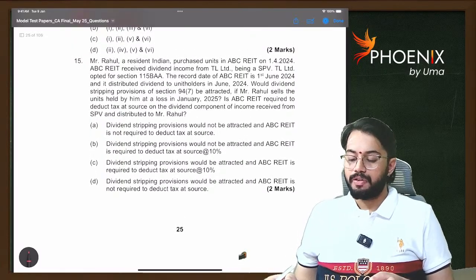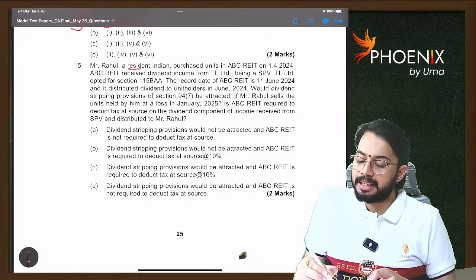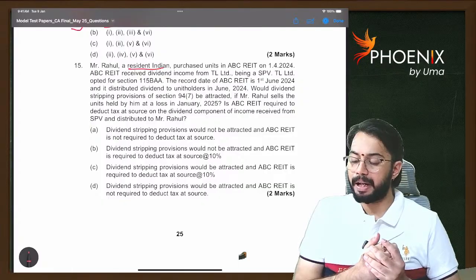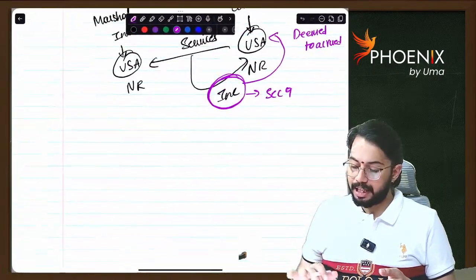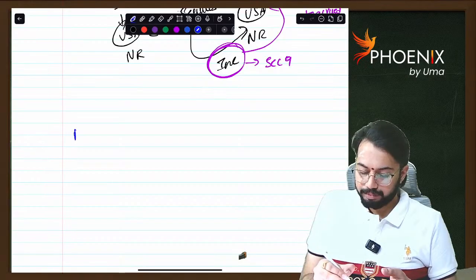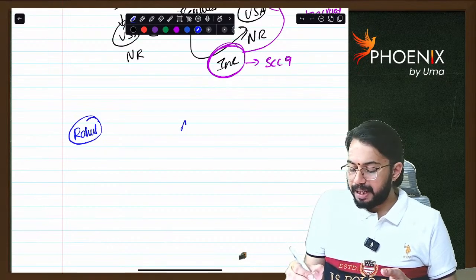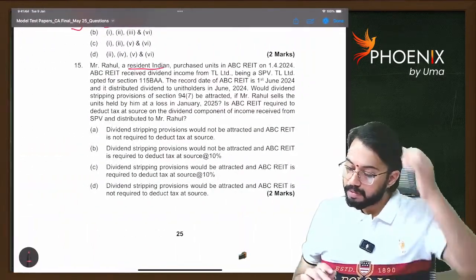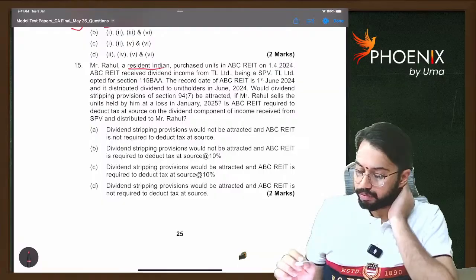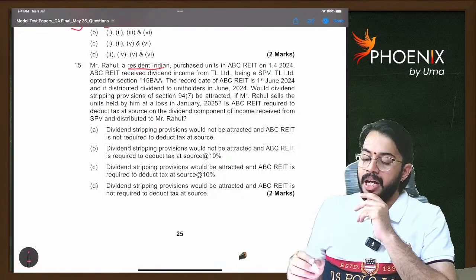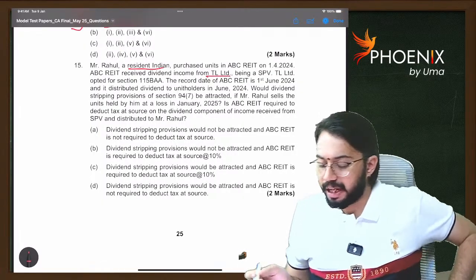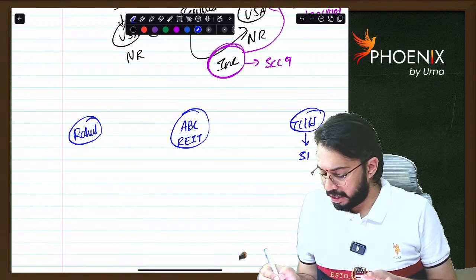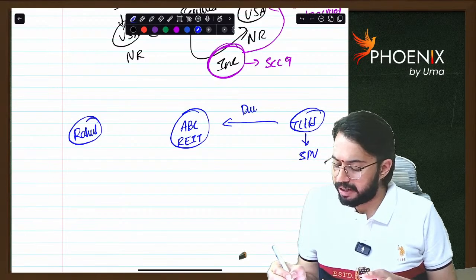Next. Question number 15. Rahul, a resident Indian, purchased units in ABC Real Estate Investment Trust on 1st April 2024. So Rahul is there. ABC REIT is there, Real Estate Investment Trust. And received dividend income from TL Limited being a SPV. So here SPV is TL Limited. It is SPV. From SPV, REIT received dividend income.